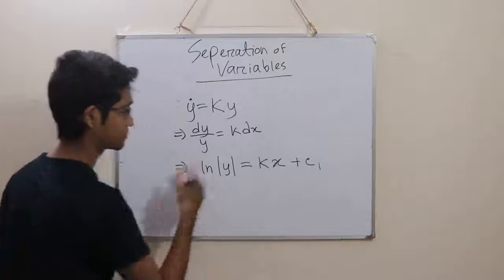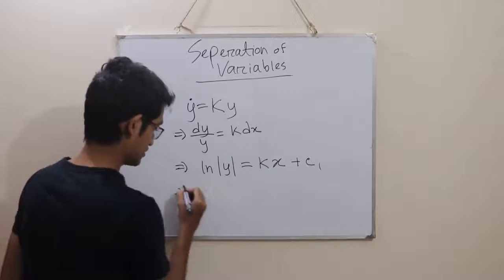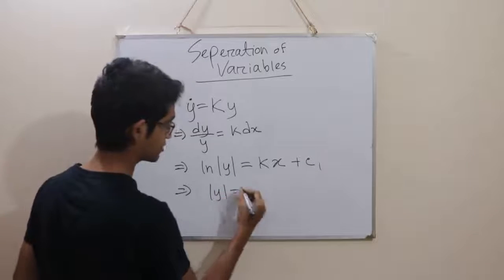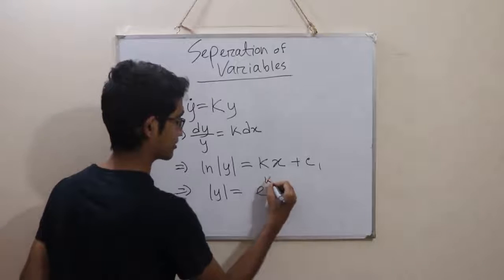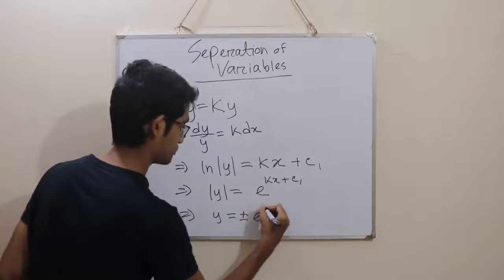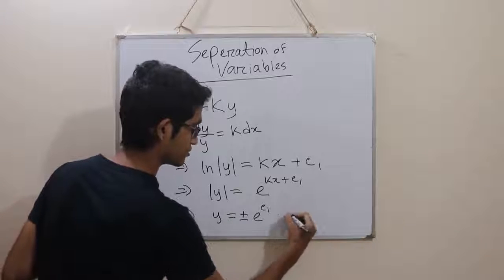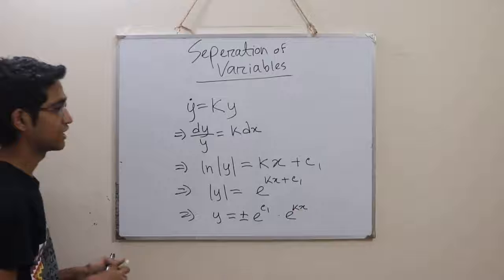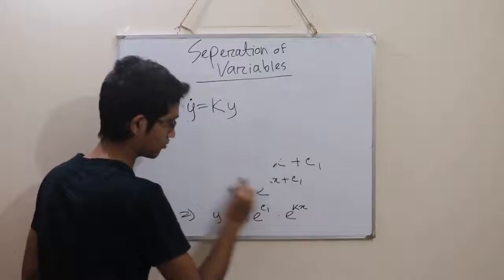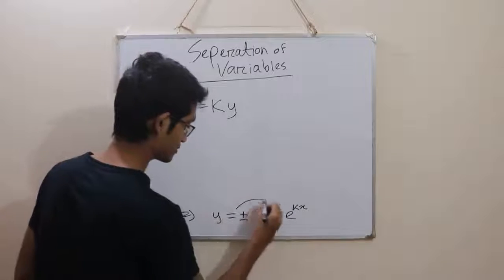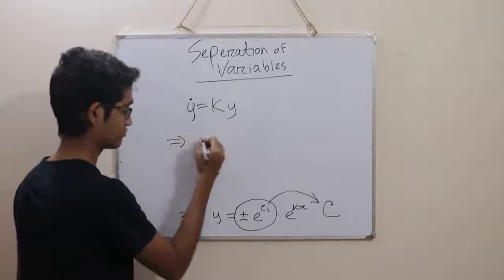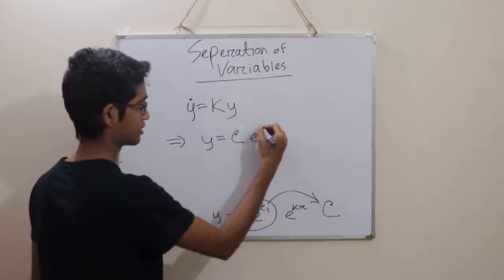Let's say this is c1 because we will get another variable later. Now if we make it modulus of y is equal to e to the power kx plus c1, and later y would be equal to plus minus e to the power c1 times e to the power kx, and from there we will consider all of this to be a single constant capital C, and write our solution as capital C times e to the power kx.